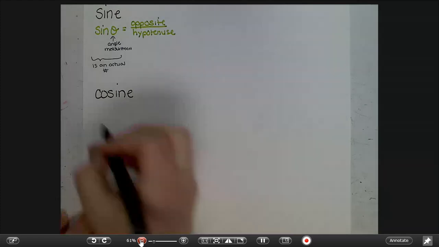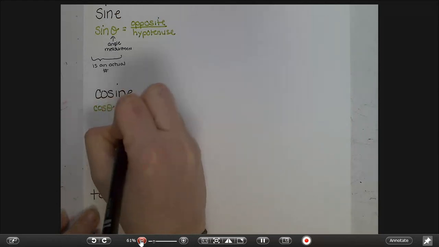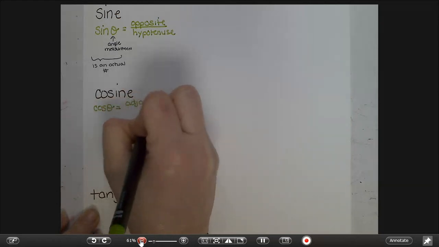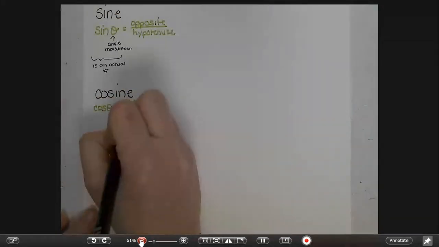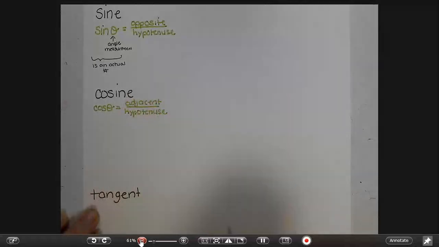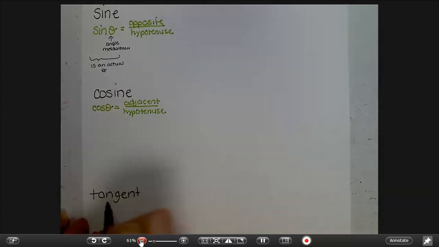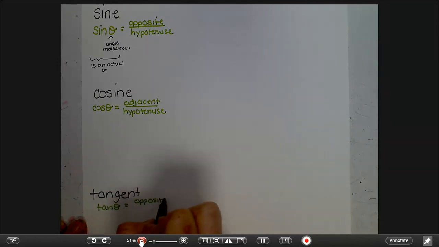Okay? Cosine, cosine theta, and this time it's the adjacent side over the hypotenuse. And same thing. This is the angle, this is a number. And tangent, tangent theta is opposite over adjacent.